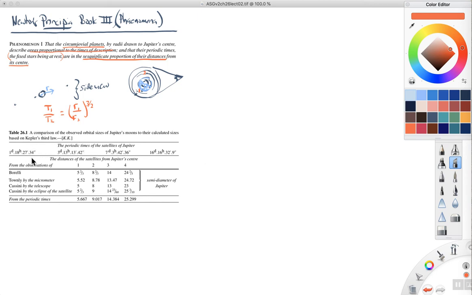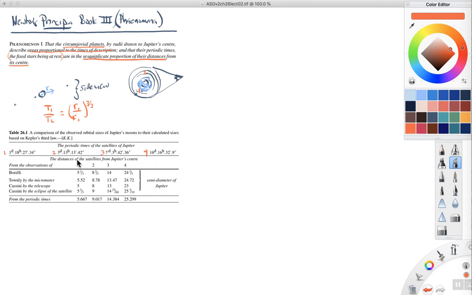A comparison of the observed orbital sizes of Jupiter's moons to the calculated sizes based on Kepler's third law. So this right here is the periodic time of Jupiter's first satellite, its first moon. This is of the second satellite or second moon. So this would be moon number 1, this would be moon number 2, this would be moon number 3, and this would be moon number 4. So for example, moon 1 takes 1 day, 18 hours, 27 minutes, and 34 seconds to go all the way around Jupiter. Moon 2 takes 3 days, 13 hours, 13 minutes, and 42 seconds, and so on. Up to the fourth moon, which takes 16 days, 16 hours, 32 minutes, and 9 seconds to go around Jupiter.